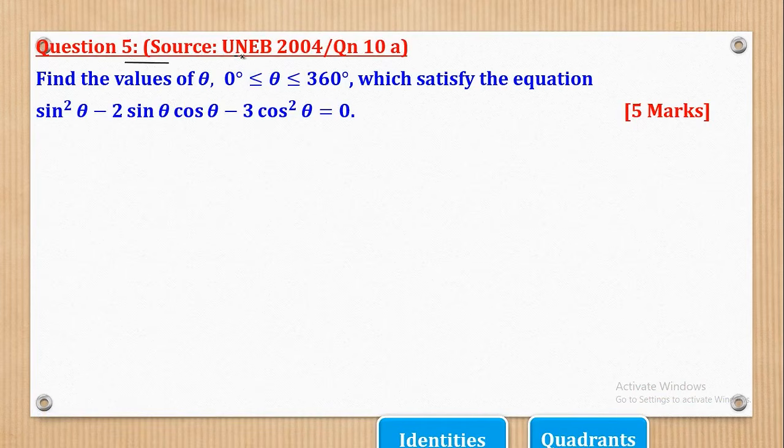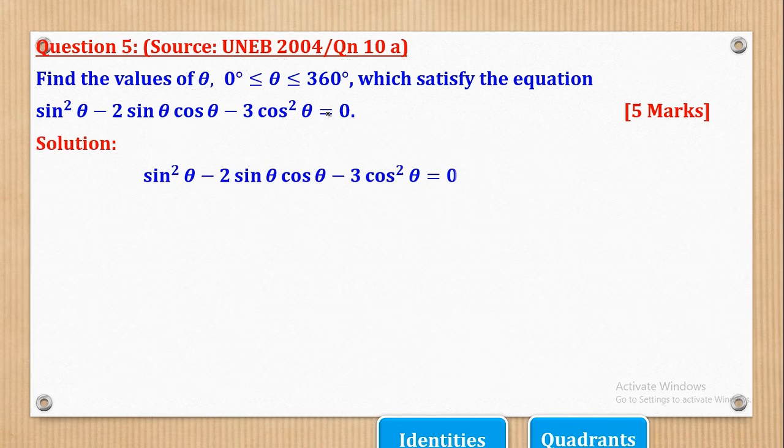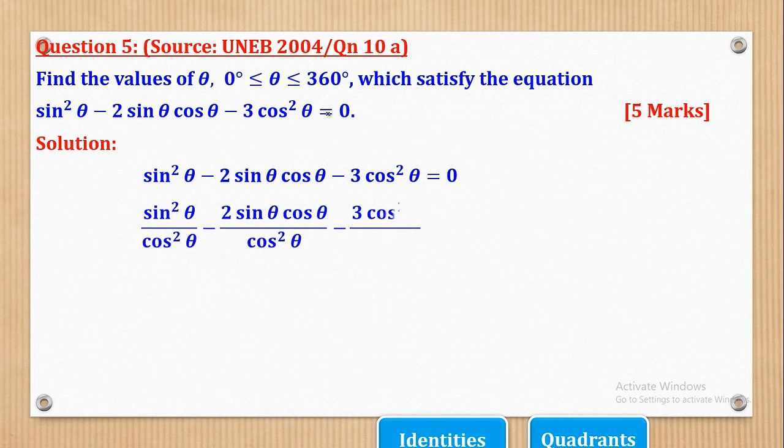Question 5 came from UNEB 2004, paper 1, question 10a, and it says, find the values of theta where theta ranges from 0 to 360 degrees, which satisfy the equation, and they give you the equation. So the first thing to do, we are going to rewrite the given equation, then you look for ways of simplifying it. One of the ways is to divide throughout by cos squared theta. If I divide throughout by cos squared theta, you will realize that this gives me tan squared theta.